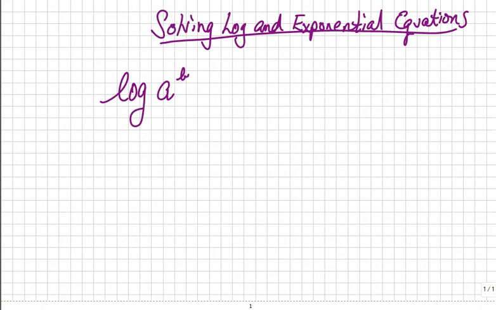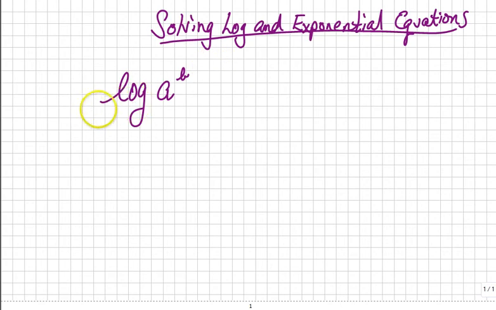This is the second in the series of log videos. So in this one, we're going to step it up a notch and solve log and exponential equations. Now there's one log property that's used over and over again. I'm not going to give the proof for it here, but I'm just going to show you how it works and emphasize that you really need to know this property.